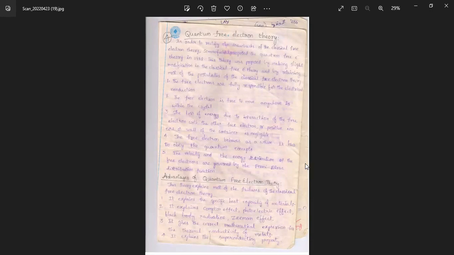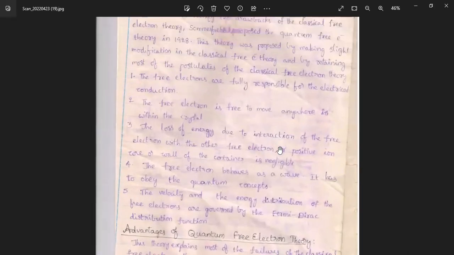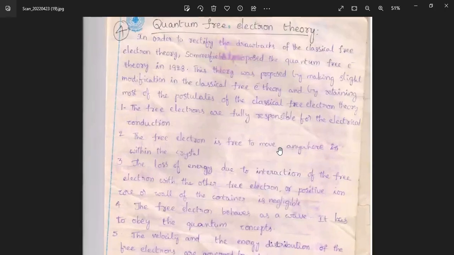So, quantum free electron theory. In order to rectify the drawbacks of classical free electron theory, Sommerfeld proposed the quantum free electron theory in 1928. This theory was proposed by making a slight modification in the classical free electron theory and by retaining most of the postulates of the classical free electron theory. The free electrons are fully responsible for electrical conduction.